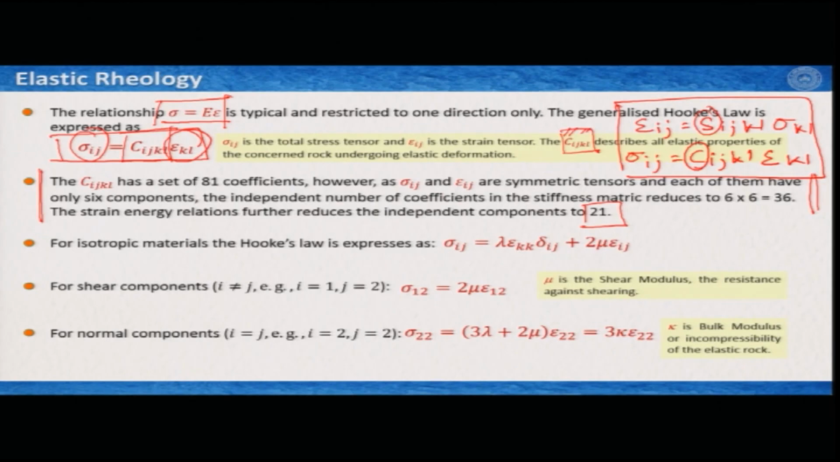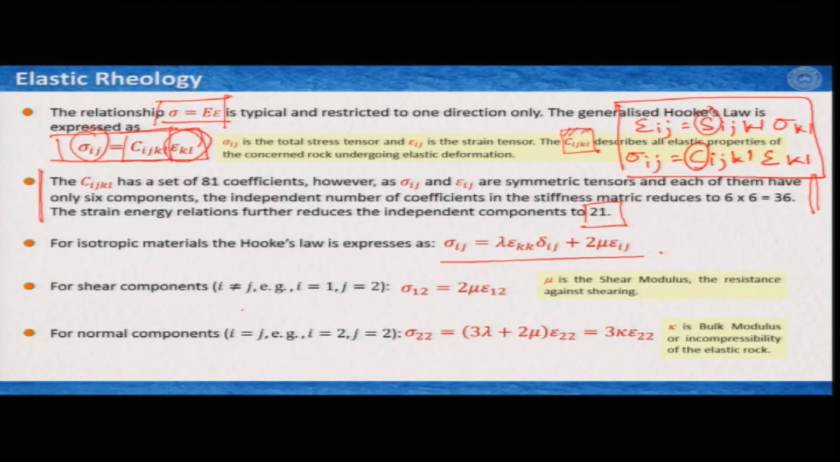If I have to consider this as an isotropic material, then this generalized Hooke's law you can express in this form, where sigma ij equal to lambda, which is one of our Lame's constants, times sigma kk Kronecker delta ij, plus 2 mu epsilon ij. Now, Kronecker delta is a very interesting term. If i equal to j, then it becomes 1. If i not equal to j, then it becomes 0.